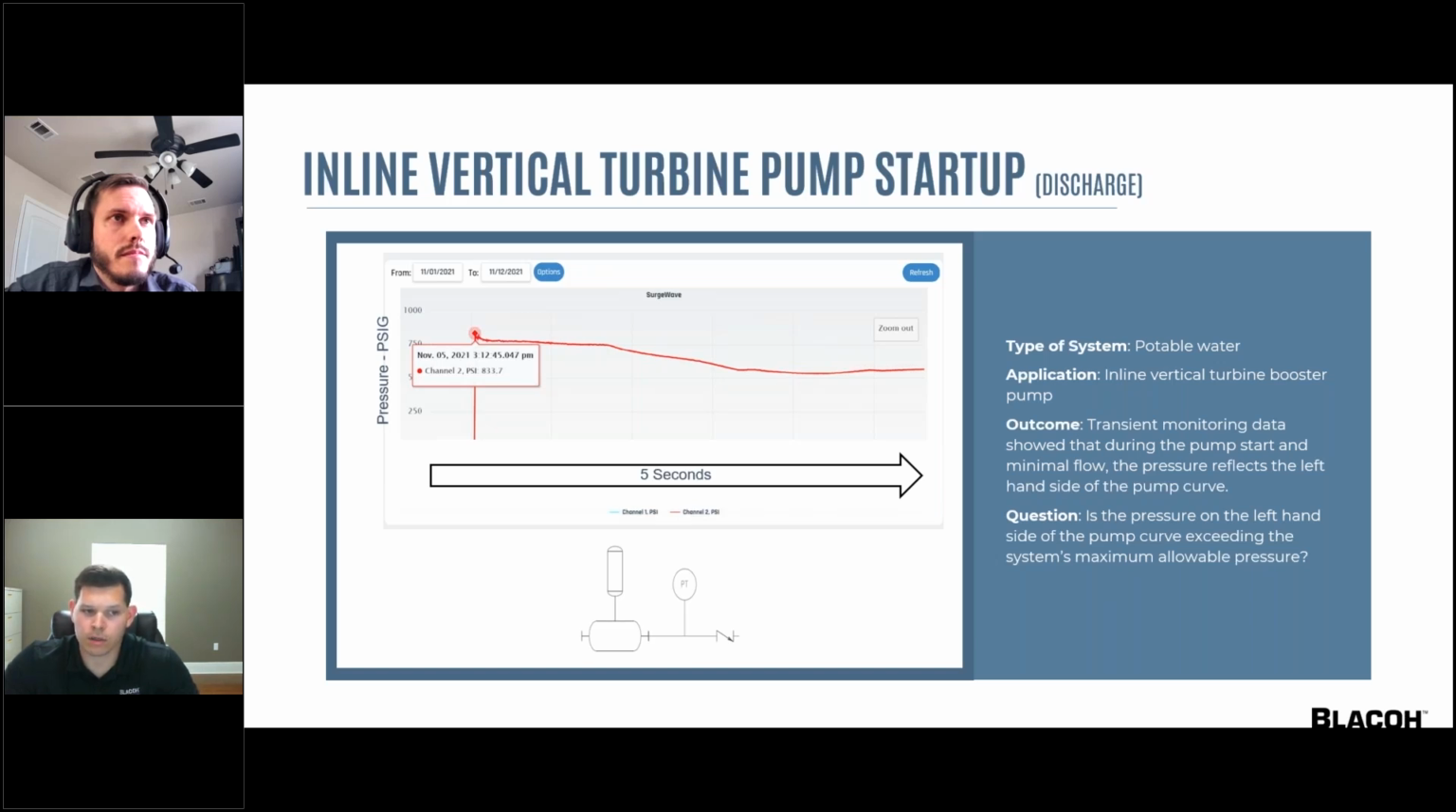Again, here the pump curve exceeds the system's MAWP during startup. And we want to keep in mind the overall system must be designed for the startup pressure on the left-hand side of the pump curve.